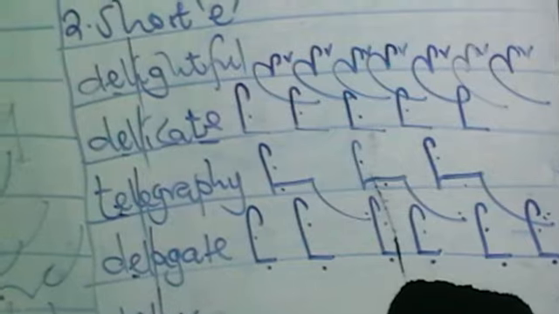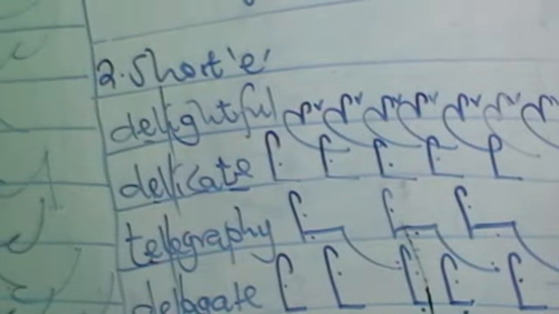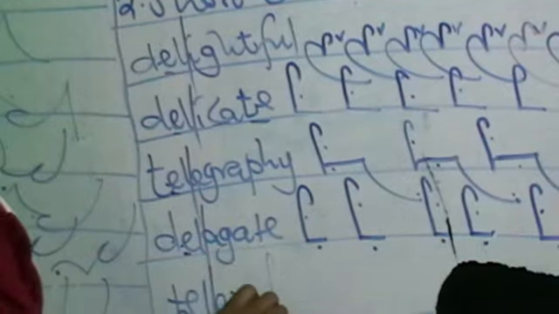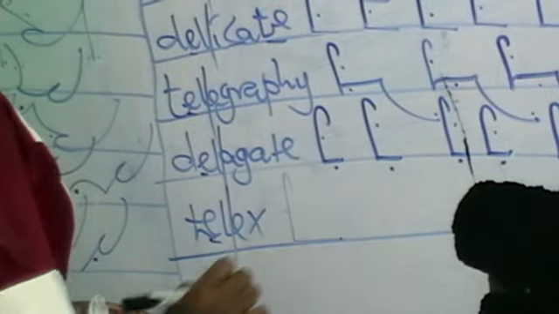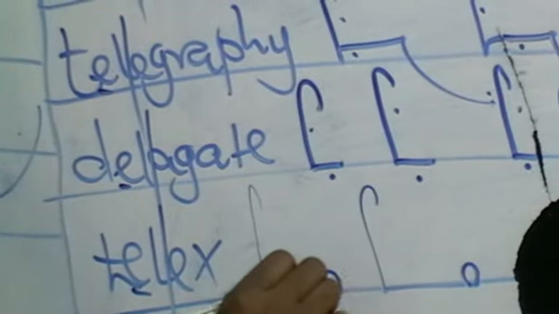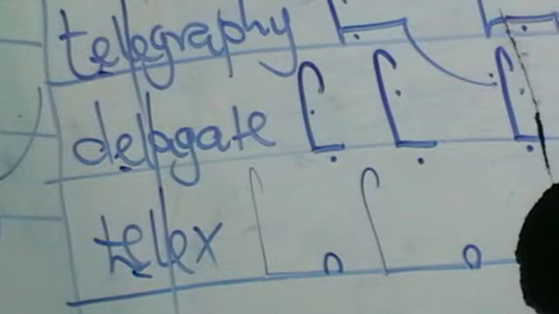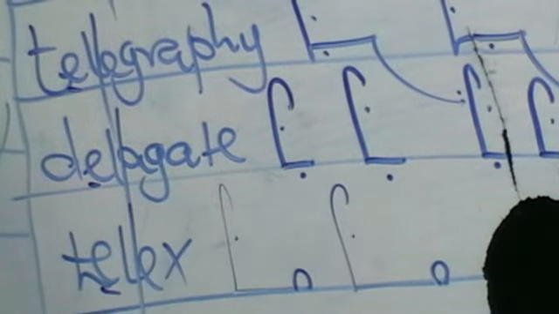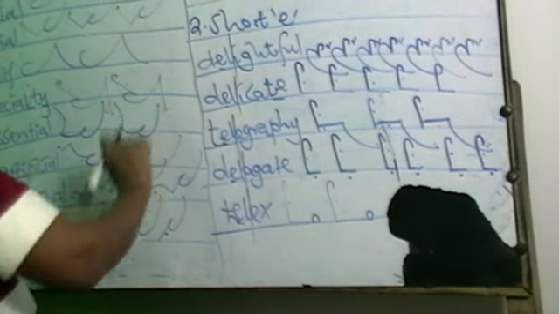Then we have the word telex. A stroke of T hooked for L and a stroke of K. Telex. That is how we drill telex. And we have a short a there. Then the last one, that was number 2 about the short a. The last one is the dash vowel.